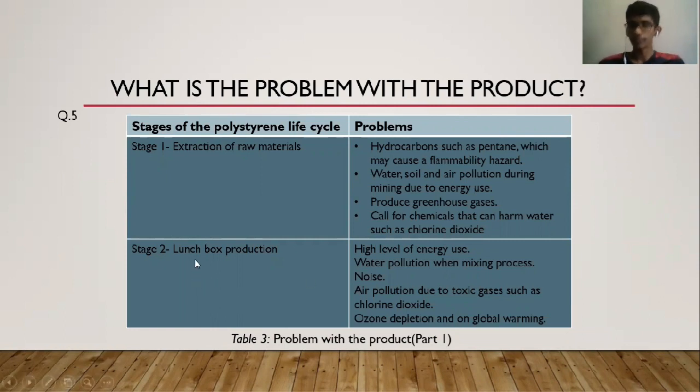The second stage of the polystyrene life cycle is transport and production. In this production, there is a high level of energy use, where the manufacturing plant uses a lot of energy. Also, toxic gases and other chemical substances emitted to the environment can cause acid rain, global warming problems, and other natural disasters.